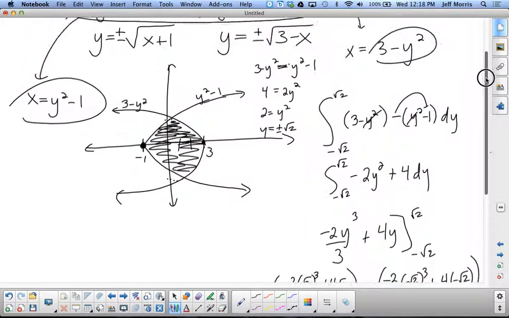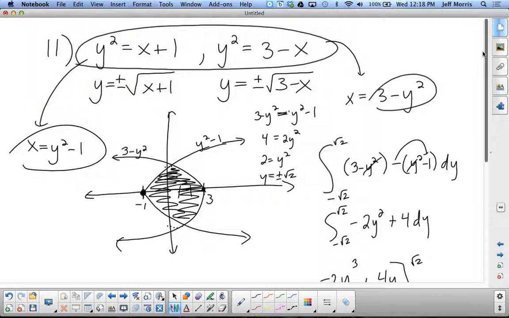Now let me explain something to you. That was doing it along the y. Do you know how much harder it'd be to do along the x? Why would it be harder to do along the x? So you'd have to split it up. That's why they had you do it along the y. If you did this along the x, you'd go from negative 1 to 3, but here's the problem. What changes is what's on top. And what changes is what's on bottom.